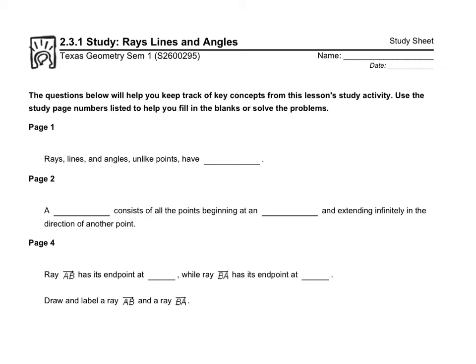Rays, lines, and angles, unlike points, have a direction. So points, remember, just represent a location, but rays, lines, and angles all have a direction. They point somewhere. So we're starting with a ray. A ray consists of all the points beginning at an endpoint and extending infinitely in the direction of another point.